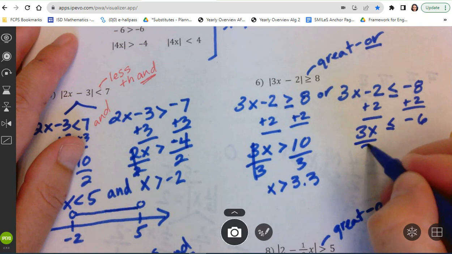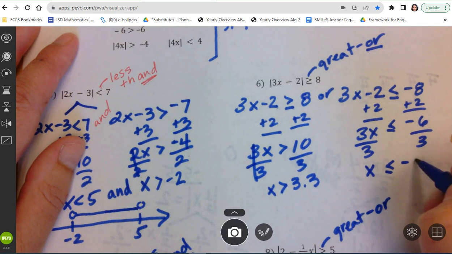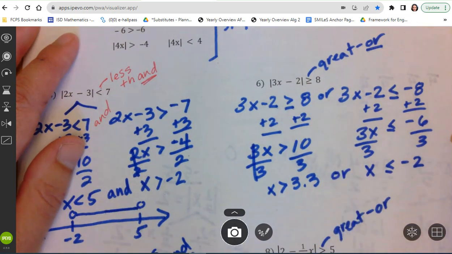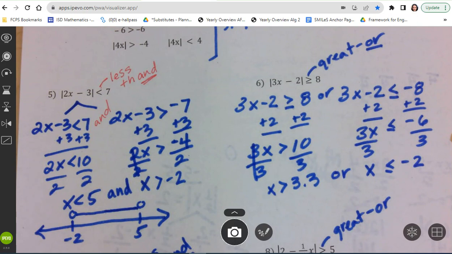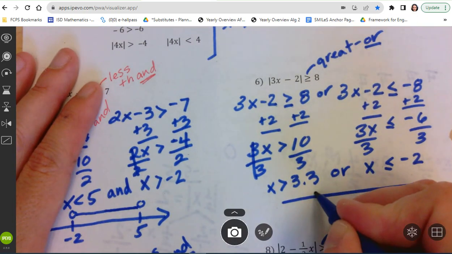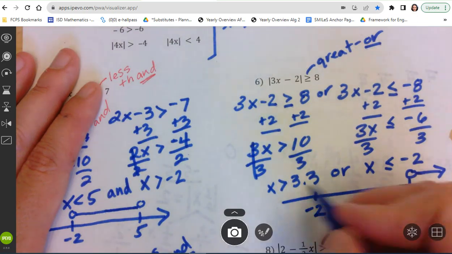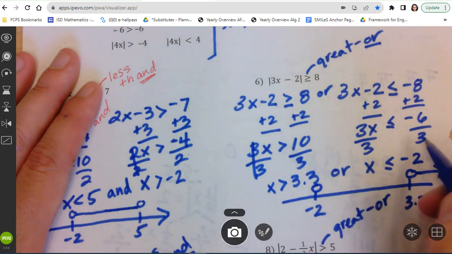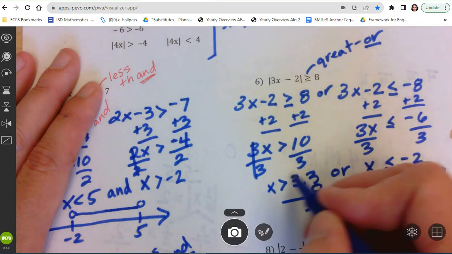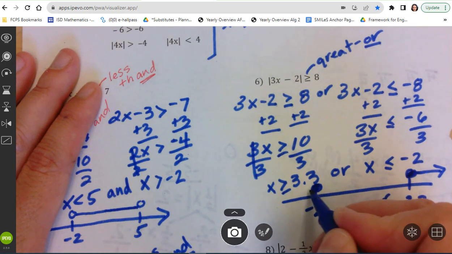All right, so I added 2. I'm going to divide by 3. This one works nicer. I get x is less than or equal to negative 2. And there's an or in between them. All right, are you guys getting the same numbers as me so far? Okay. So then I make my number line. I've got a negative 2 on the left, and I've got a 3.3 on the right. So it could either be greater than 3.3 or less than, oh, why did I put an equal to sign? Oh, because it has an equal to sign. How did I drop that? Less than or equal to negative 2.